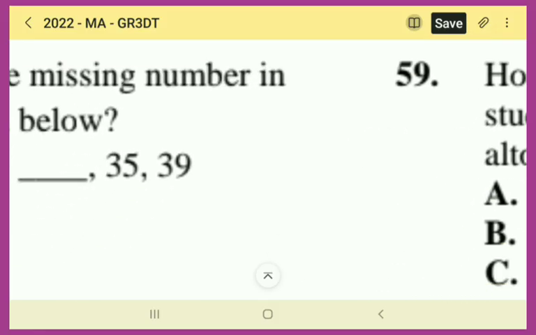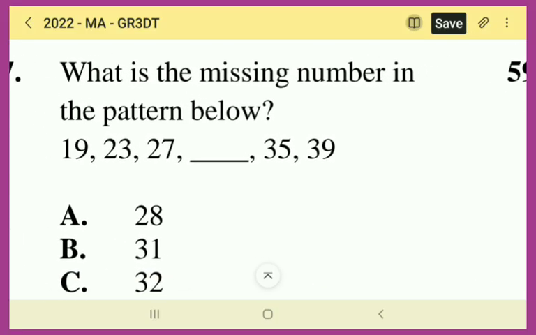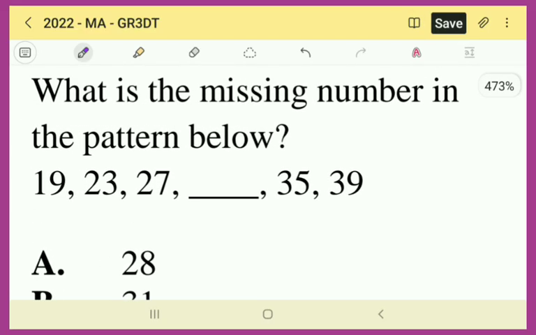Moving on to item 57. What is the missing number in the pattern below? Pattern. Missing number, and there's a pattern. So from 19 to 23. 19, 20, 21, then 23. Then 23, 24, 25, 26, and you have 27. So from 27 it's going to be 28, 29, then what should be here?